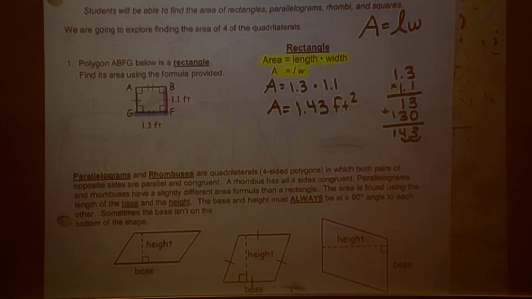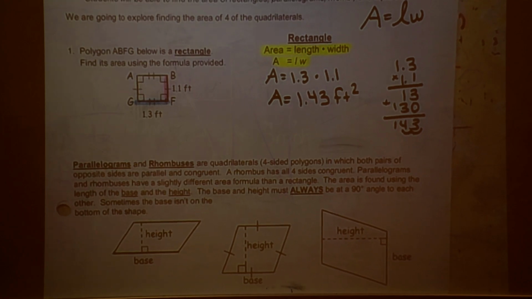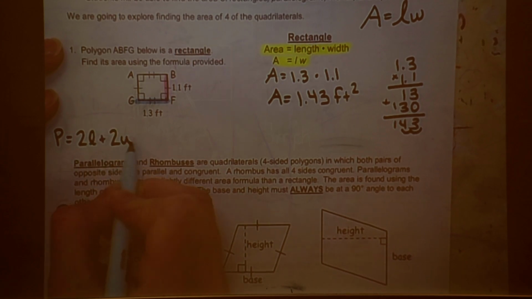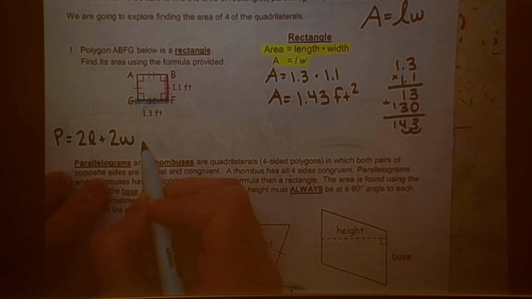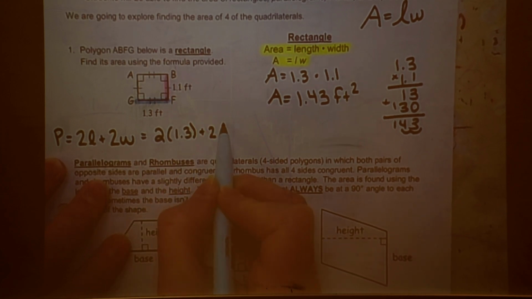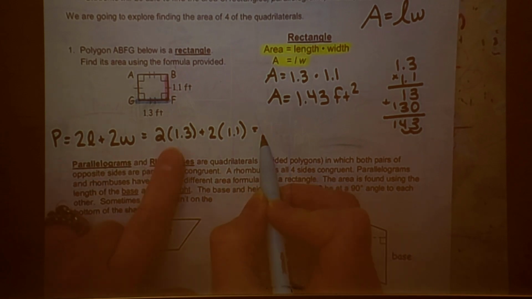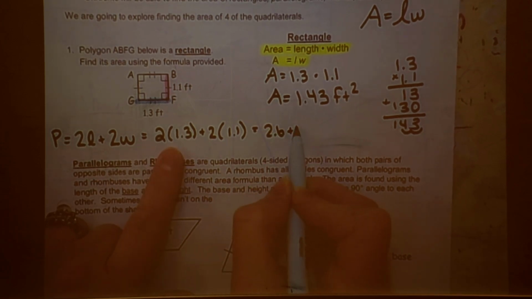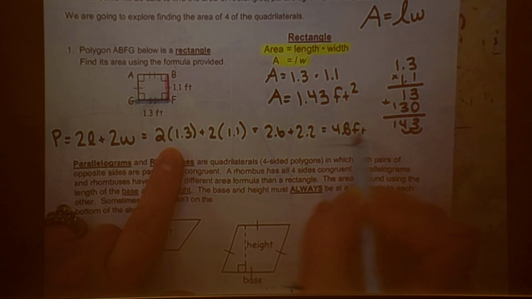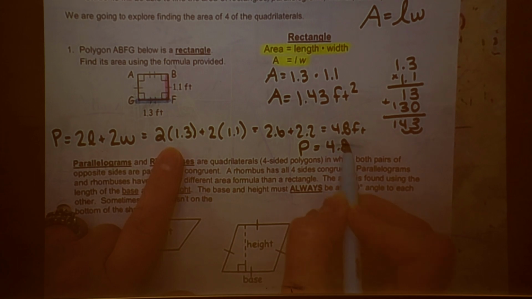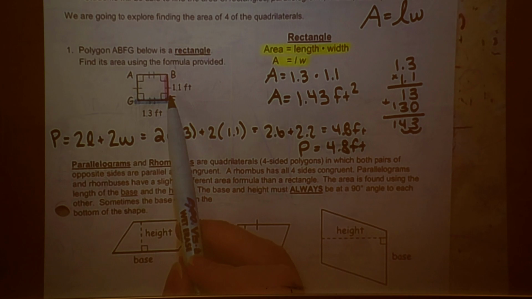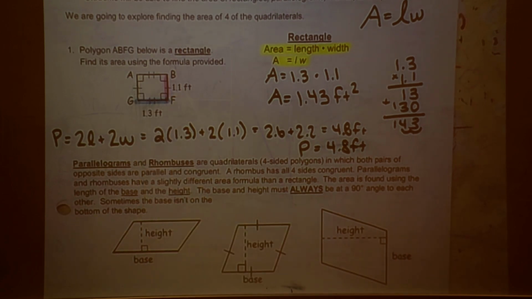Perimeter is also something that we're going to ask you to do. We know perimeter. This is just a review. Perimeter is 2 times the length plus 2 times the width. Notice that cursive lowercase l. So 2 times the 1.3 plus 2 times the 1.1. That gives us 2.6 plus 2.2, which is 4.8 feet. So we could say the perimeter is 4.8 feet. The distance around: if I were to put a fence around this rectangle, it would be 4.8 feet long.